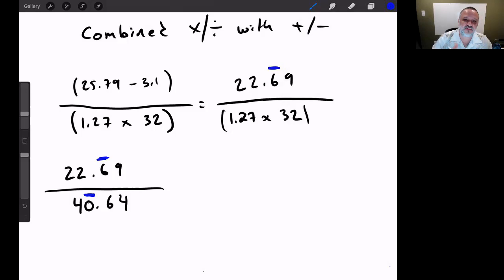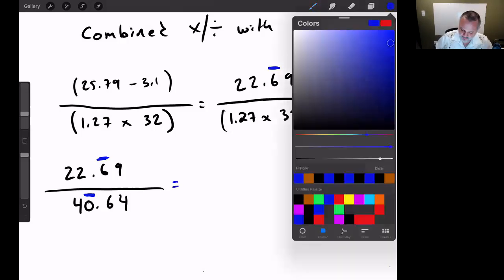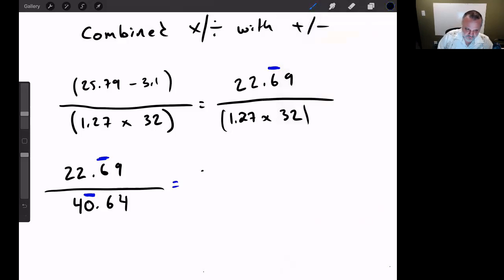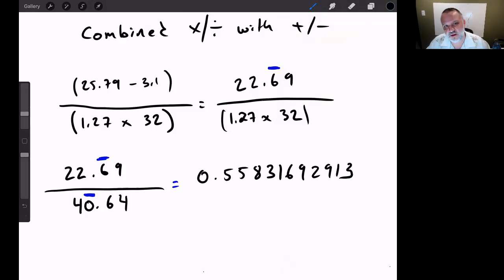22.69, using all the digits so I don't introduce error, divided by 40.64. My calculator spits out a crazy long number. 0.558316929113. I got a nice calculator. It goes way far out. Okay, but let's keep track of the sig figs.